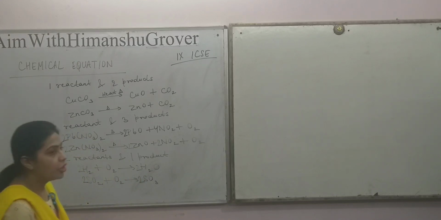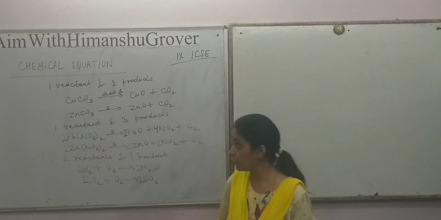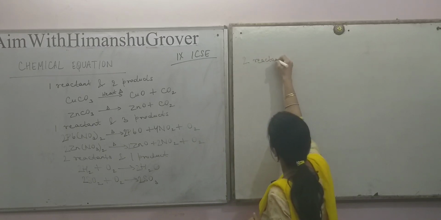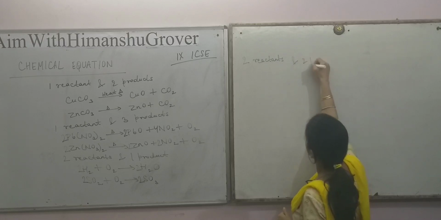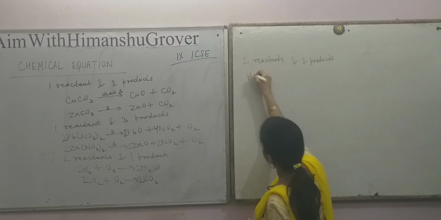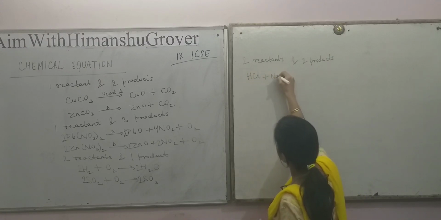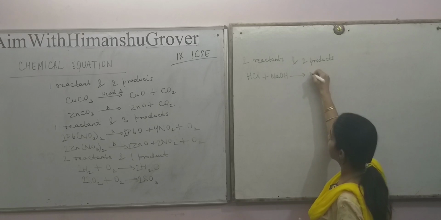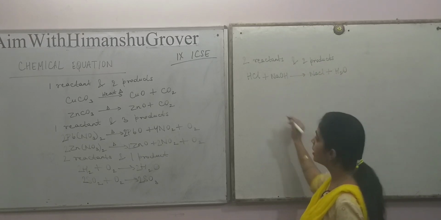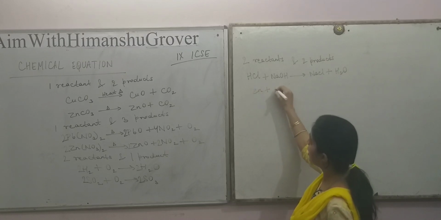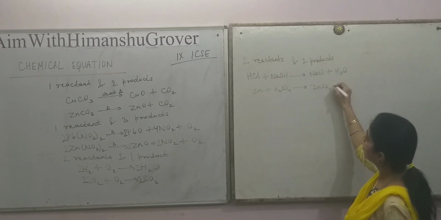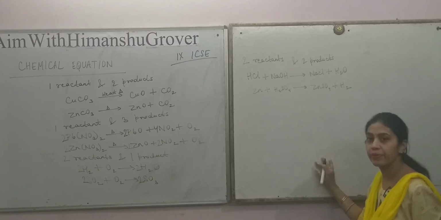Next, we may have two reactants and two products also. For example, HCl plus NaOH gives NaCl plus H2O. Zinc plus H2SO4 gives ZnSO4 plus H2.